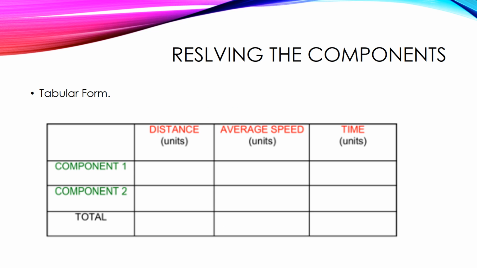Resolving the components. When you first start out with these problems, the best way to approach them is by organizing the data in a tabular form. Use a separate column each for distance, speed, and time, and a separate row for the different components involved. Two parts of a journey, different moving objects, etc. The last row should represent total distance, total time, and average speed for these values. Although there might be no need to calculate these values if the question does not require them.